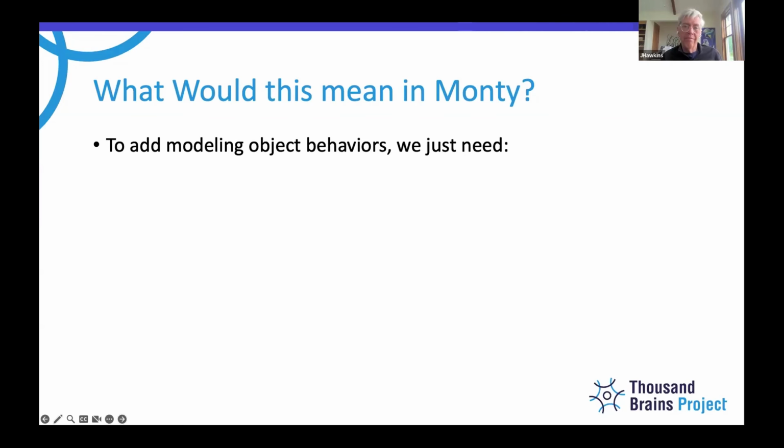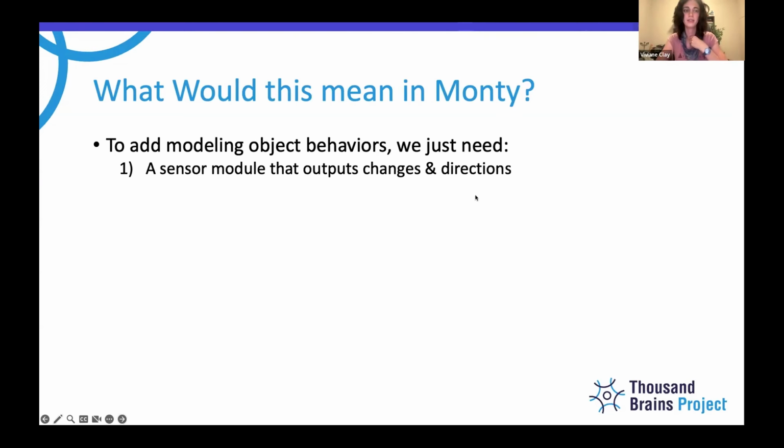Right. So to add, if we do allow behavior models to be in separate learning modules from morphology models, then the main thing we need is just a different sensor module that outputs changes and directions instead of orientations and features, and just plug that into the existing learning module. Otherwise, we would have to rewrite our learning modules to have basically two models at the same time and test both of those at the same time. So it actually makes the change simpler. Right. So I agree. So that's the beauty of it.